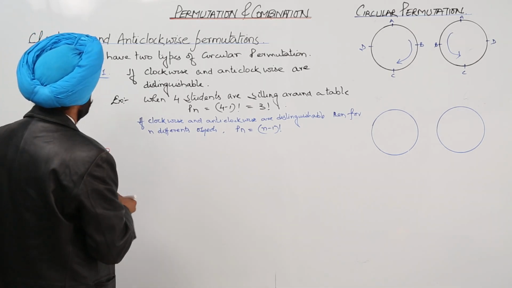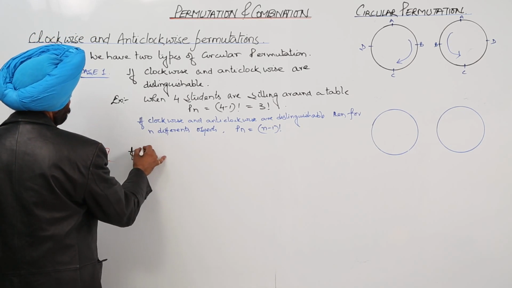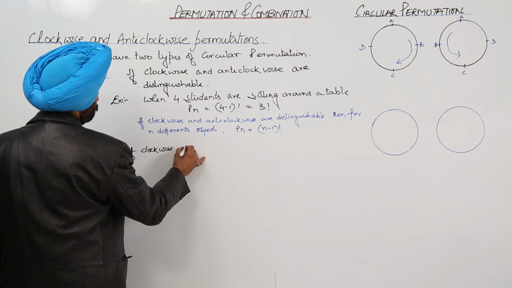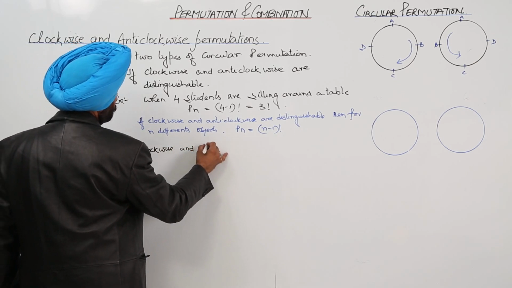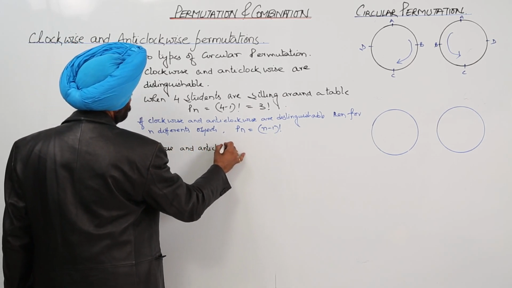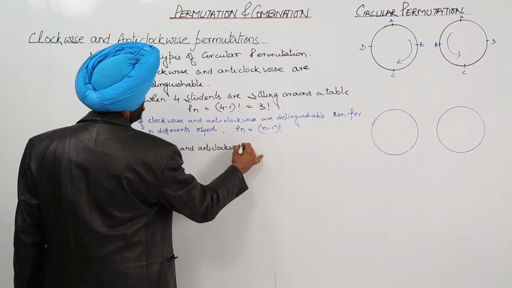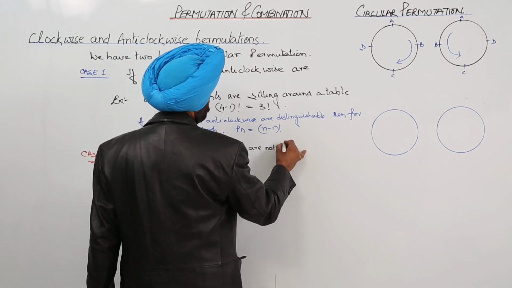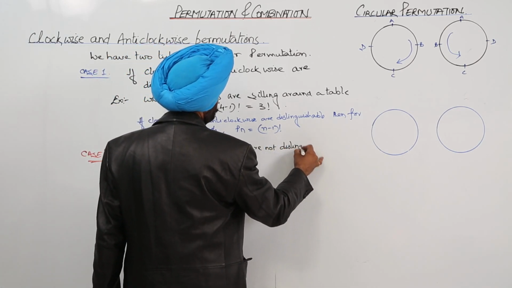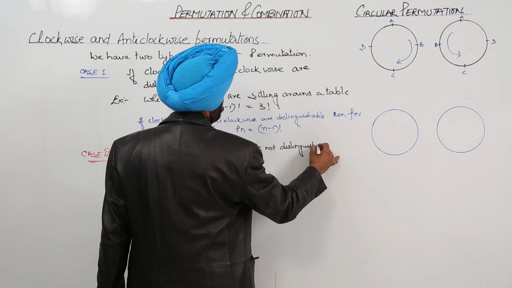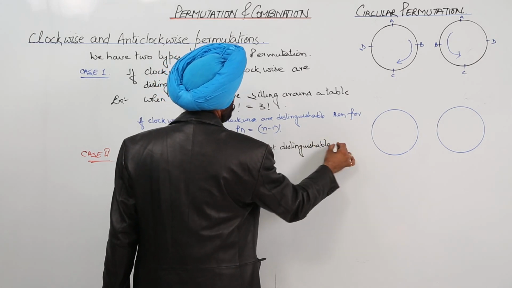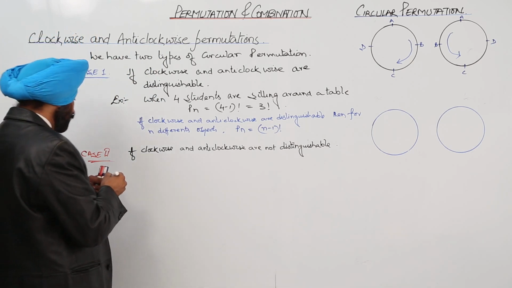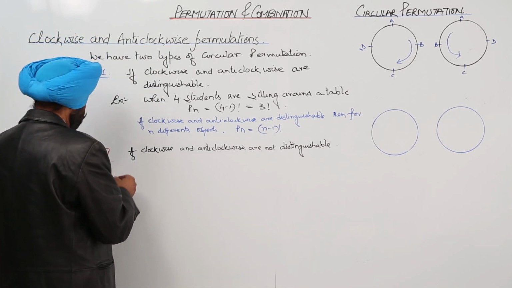Case 2 is if clockwise and anti-clockwise are not distinguishable. Now then what happens? Now again, going with an example.